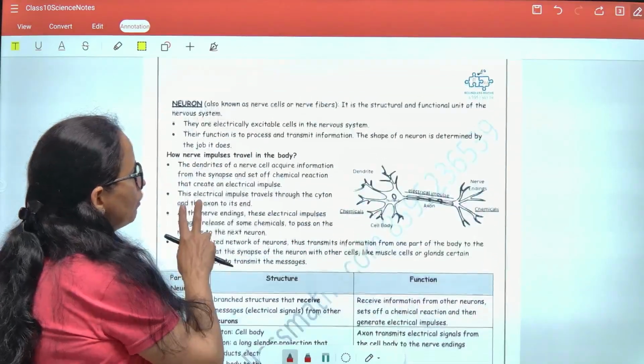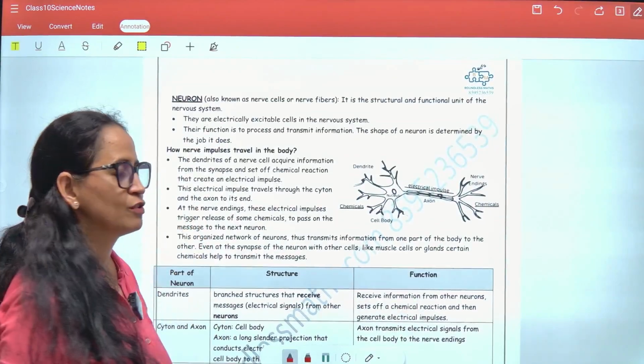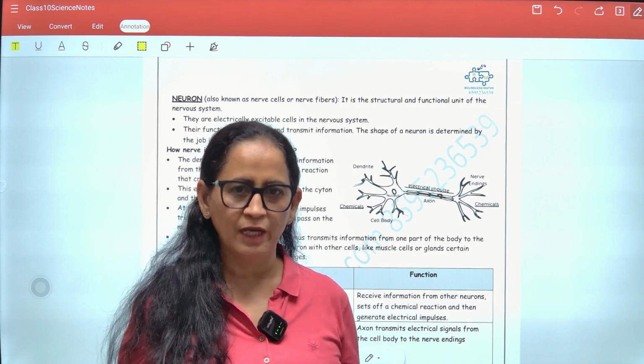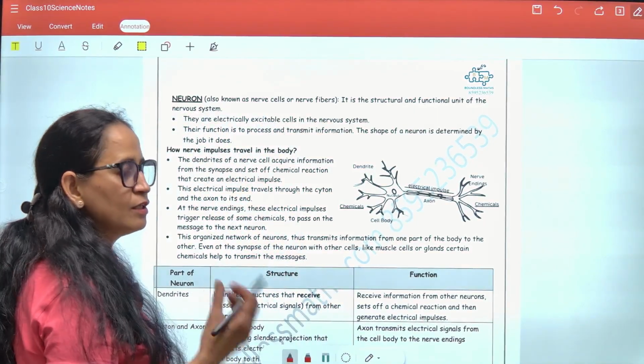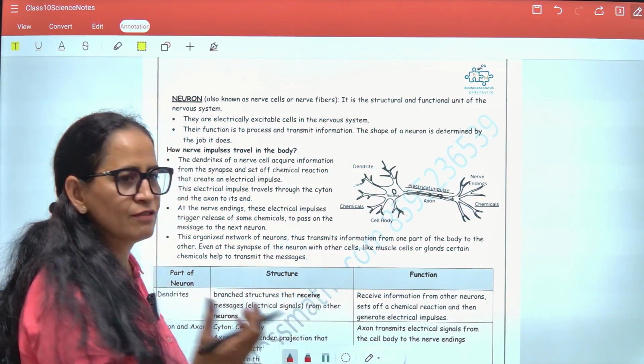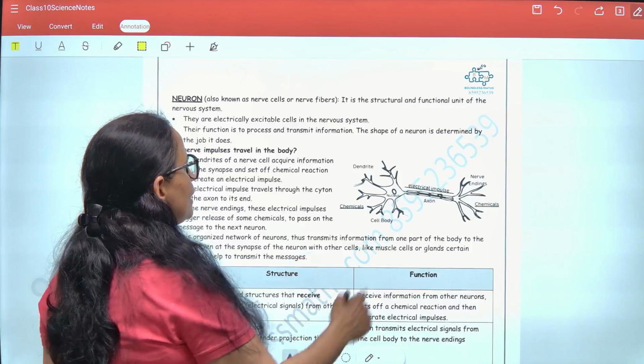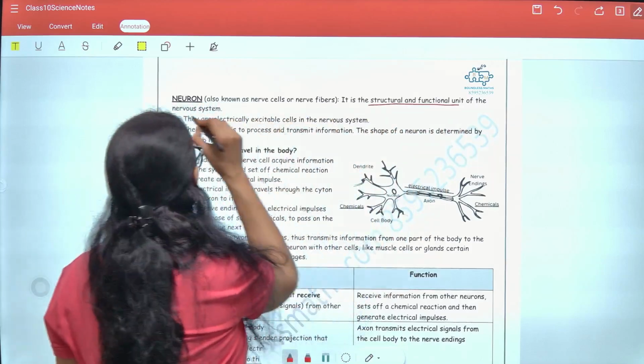Now what is a neuron? What is the structure of a neuron? What are the functions of different parts of the neuron and how does it work? Let's get into it. So what is a neuron? It is a nerve fiber, or just a single nerve cell is called a neuron. So it is the structural and functional unit of the nervous system.